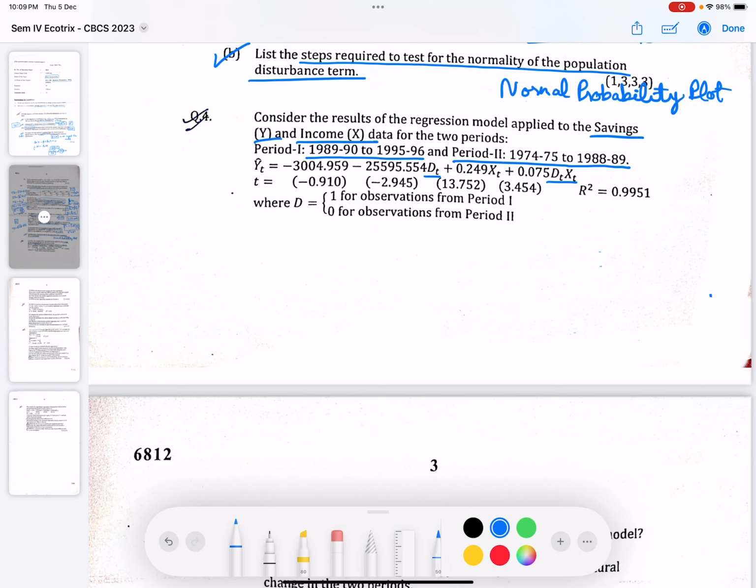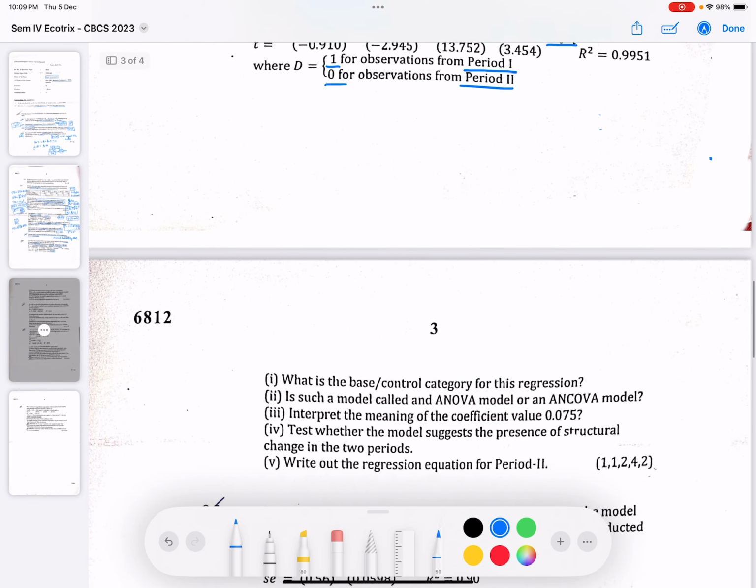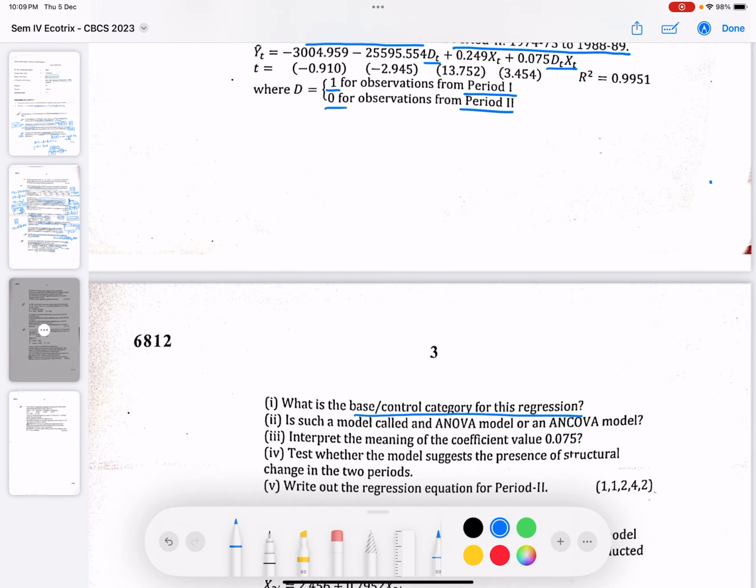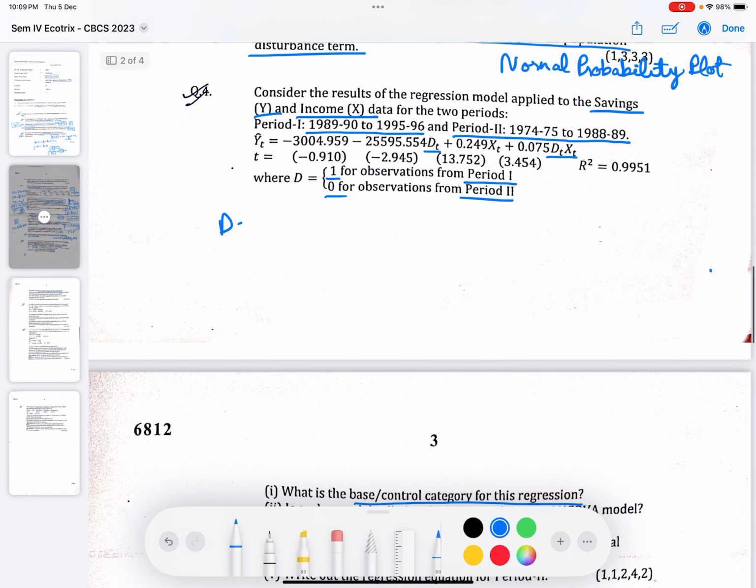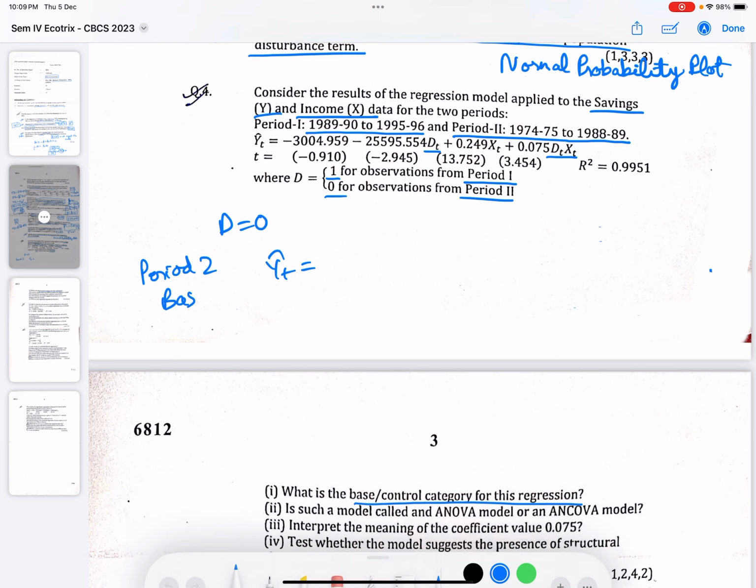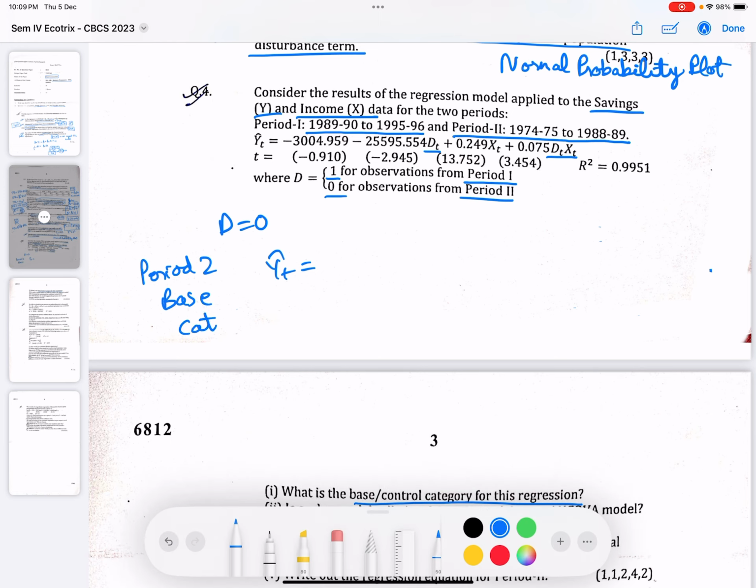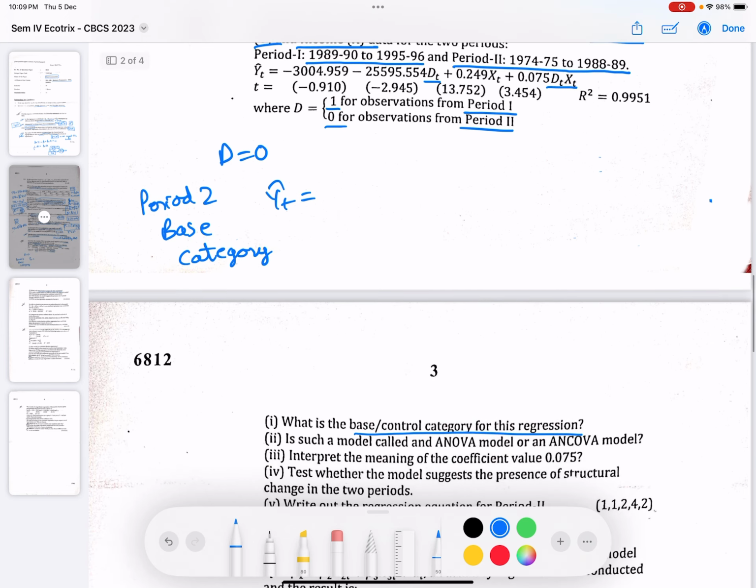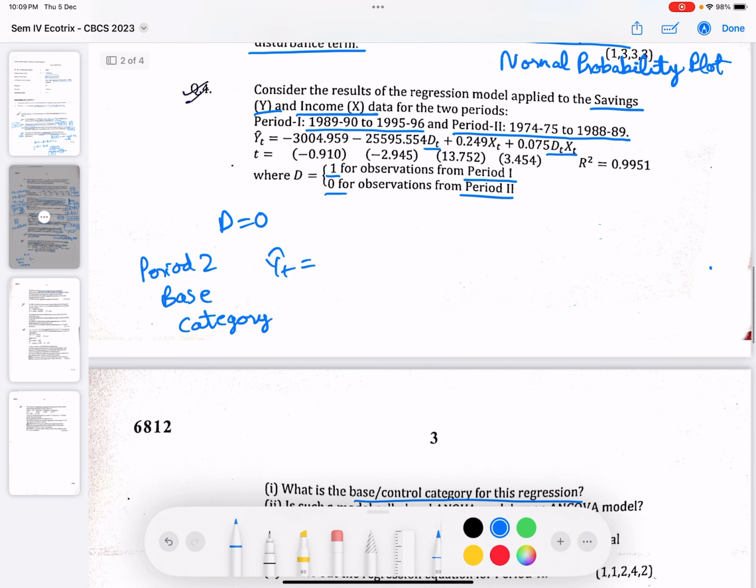So dummy d equals 1 for period 1, 0 for period 2. What is the base control category for this regression? So we know we need to put d equals 0. We'll have yt hat with d equals 0 for period 2. So period 2 is the base category. We just need to tell which is the base control category. So period 2 is the base category, which is from year 1974 to 88-89.